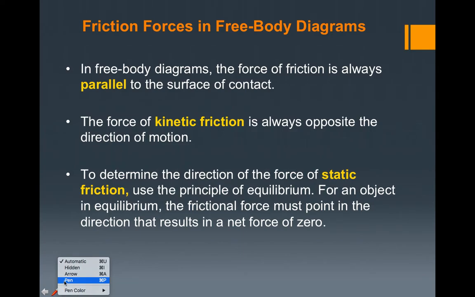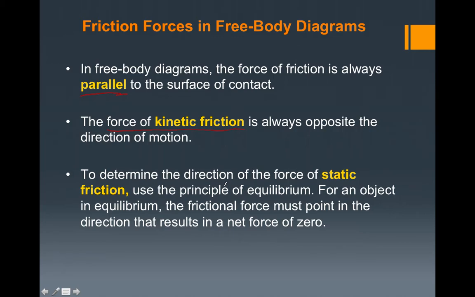If we look at free body diagrams, which we've done before, your force of friction always has to go parallel to your surface of contact. So if it's on a ramp, it's going up or down the ramp, parallel to the ramp. If it's on a flat surface, it's going in a straight line, horizontal to the ground. And then your force of kinetic friction is always in the opposite direction of motion. It's got to be parallel, and friction always goes opposite the direction of motion. Friction doesn't help you go faster, it always slows you down.